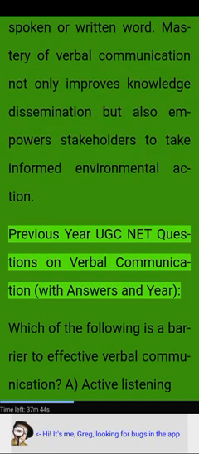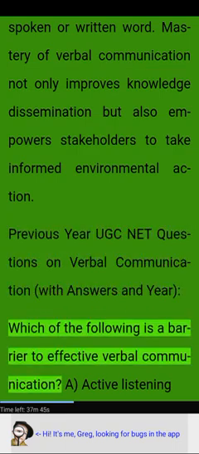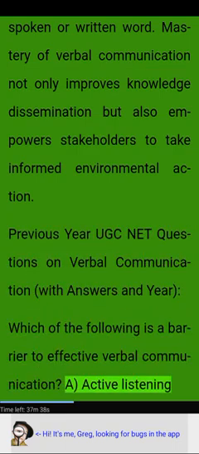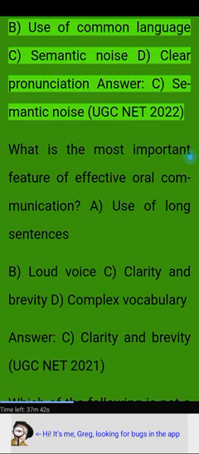Previous year UGC-NET questions on verbal communication with answers and year. Which of the following is a barrier to effective verbal communication? A. Active listening. B. Use of common language. C. Semantic noise. D. Clear pronunciation. Answer: C. Semantic noise. UGC-NET 2022.